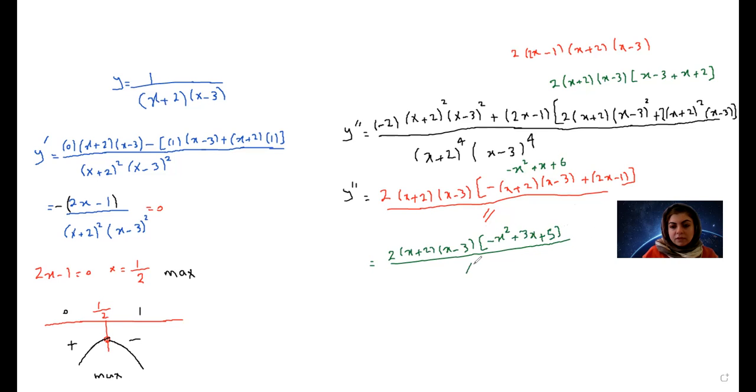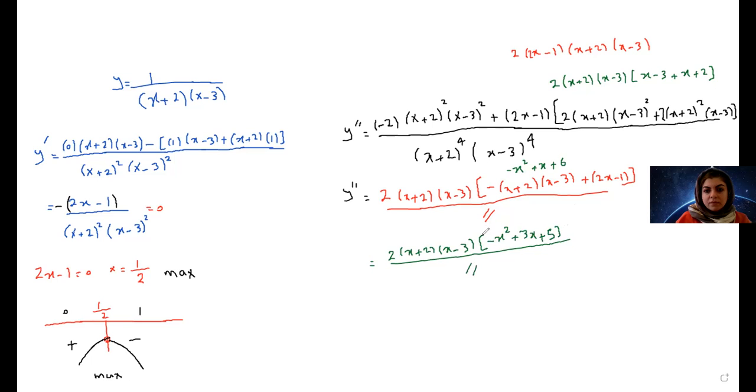Okay, and I put the dash that is repeating. If I want to do factor analysis, it is possible. I'm going to factor out negative from that. So it's going to be x power 2 minus 3x minus 5. It's not factorable, okay, so just use the quadratic formula.